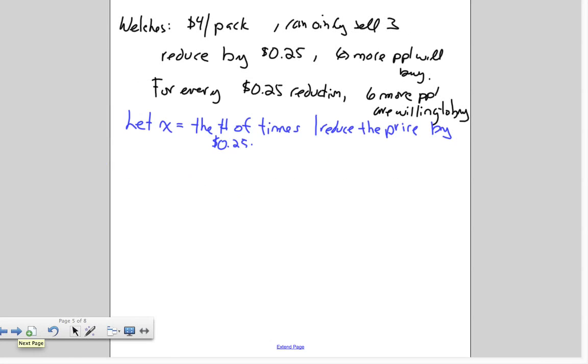So the question is, what is my revenue? In other words, how much money I earn, how much money I take in from sales? Well, it's the price per pack times what? The number of packs sold. Yeah, the amount sold, right? Number of packs sold.